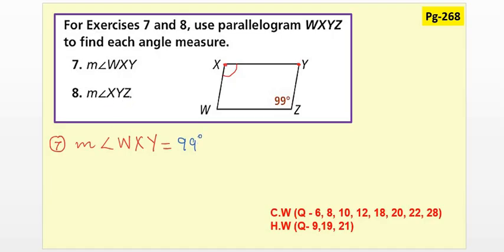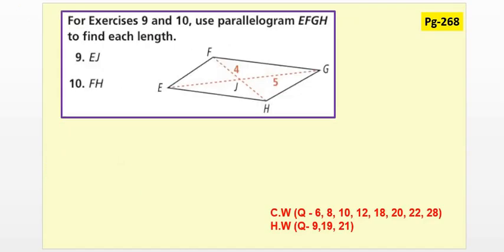Now to find XYZ, where is XYZ? XYZ. Now this angle Y, you can say it is the neighboring angle, or the consecutive angle, for angle C, right? That means if you want to find the measurement of angle XYZ, you should subtract 99 from 180. So it will give you 81 degrees, right? So this is question number 8. I hope it's clear for you. Very easy question. Next one, it says for exercise 9 and 10, use parallelogram EFGH to find each length.